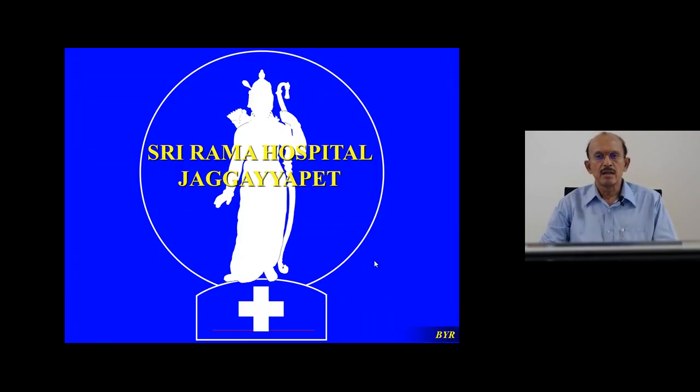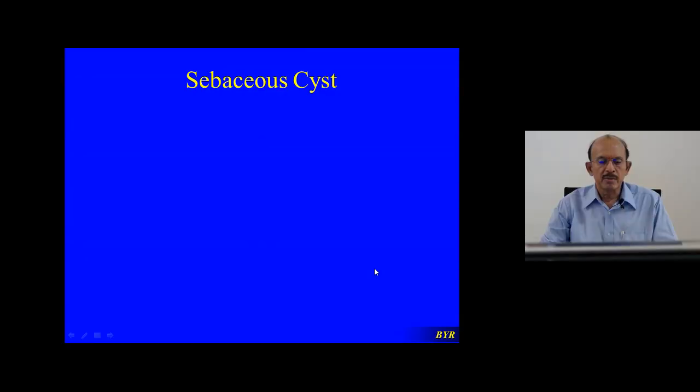We are learning skin and soft tissue lesions. In that, yesterday we learnt about dermoid cyst, various types of dermoid cyst. Today, let us study about the other skin lesions. These are the hematomas, the benign lesions, then the malignant lesions. So now let's study about the sebaceous cyst.